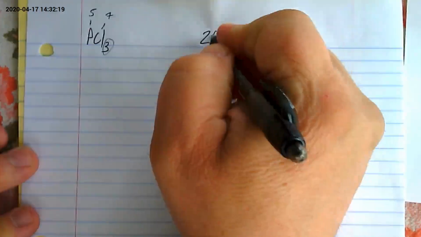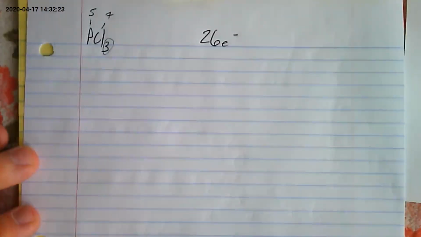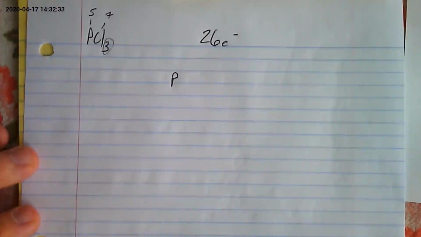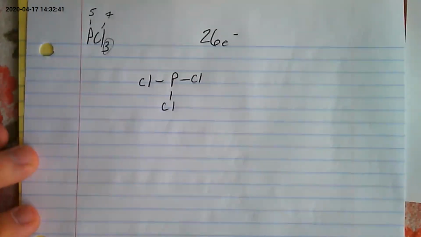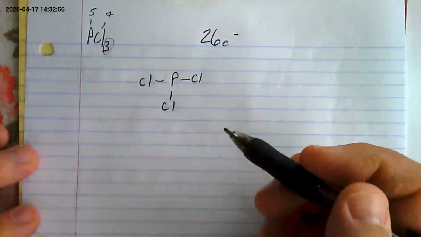Let's do PCl3, phosphorus trichloride. If you look on your periodic table, phosphorus has 5 valence electrons. Chlorine has 7, and you have 3 of them. So step number 1 is to count your total number of valence electrons. 7 times 3 is 21, plus 5 is 26. So we have 26 electrons to work with.